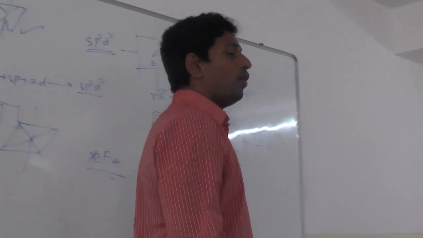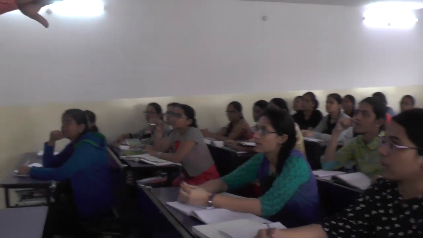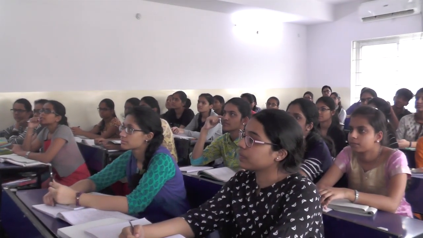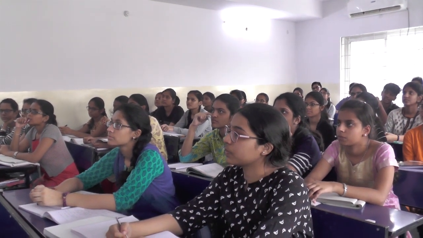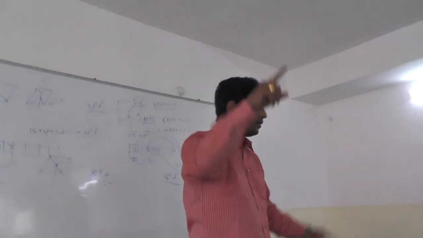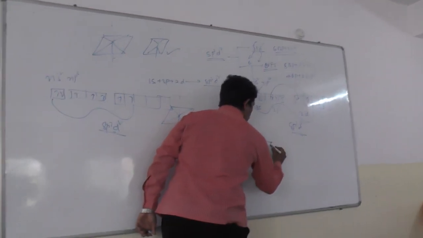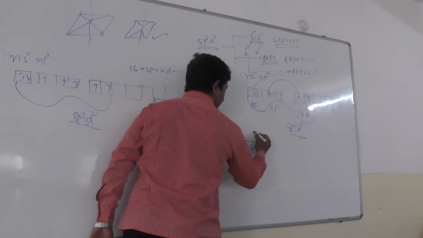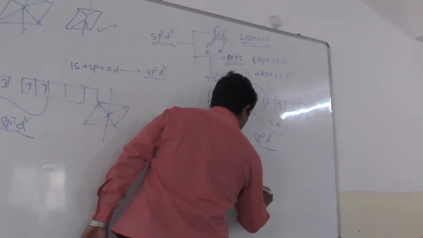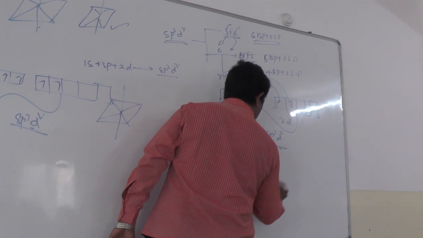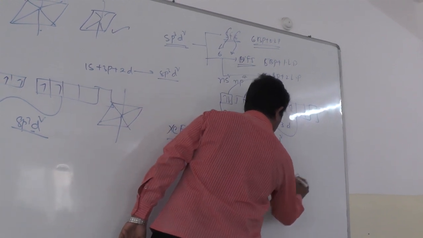So XeF4: how many lone pairs are possible? Xe is ns2 np6. I want four single electrons. In the first excited state two single electrons, in the second excited state four single electrons. sp3d2 hybridization, two lone pairs are there. Now where are the locations of the two lone pairs? This is an important question for IIT. So whether axial or equatorial is the most important concept.